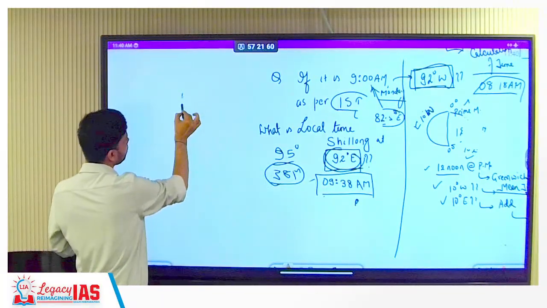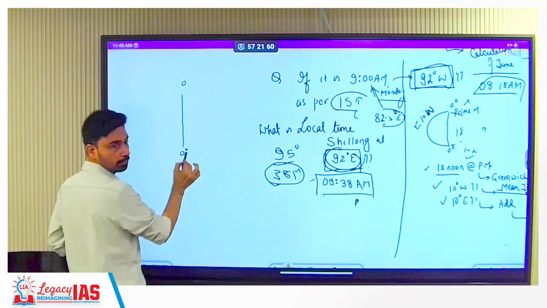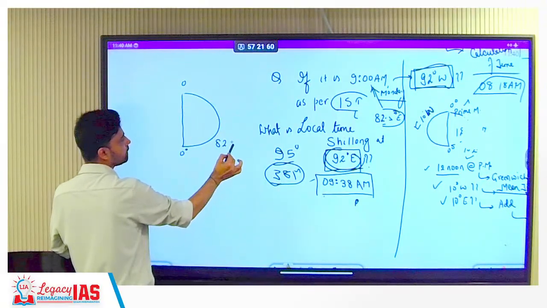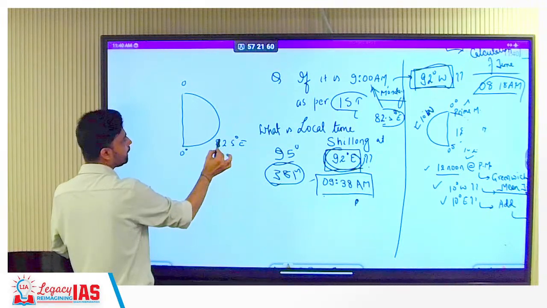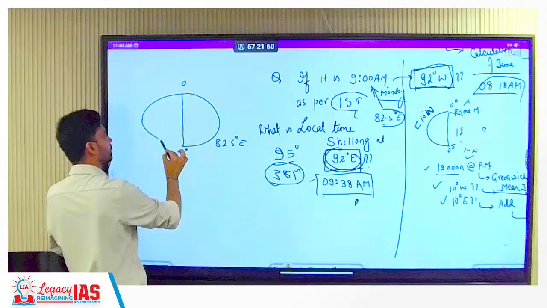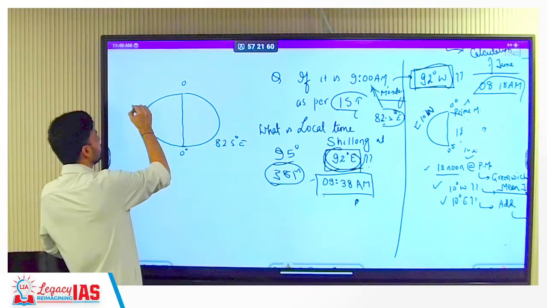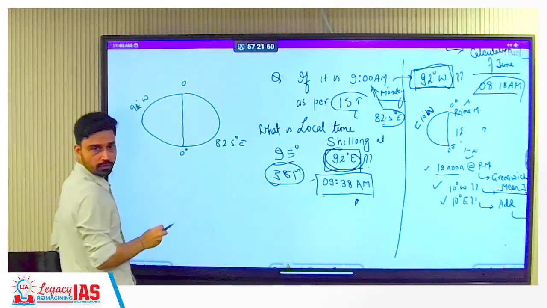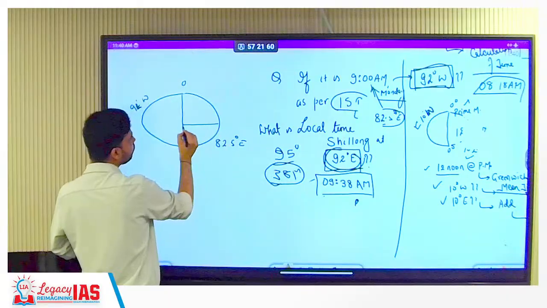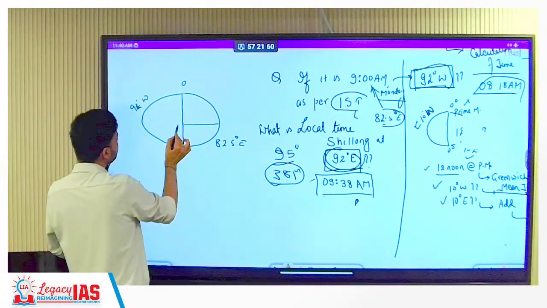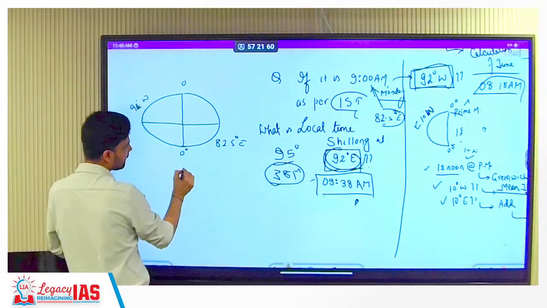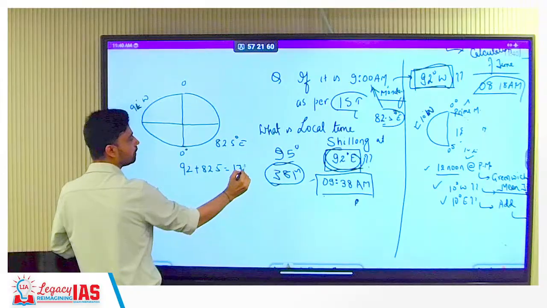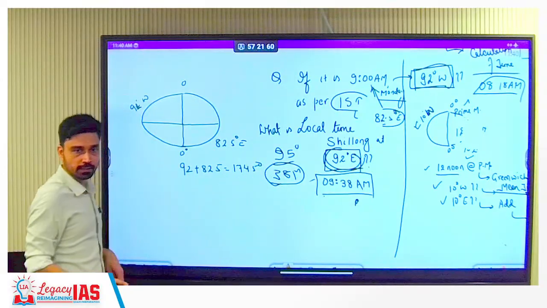I said you visualize. So imagine this is your prime meridian. So 82.5 degrees east will be where? Somewhere on this side, the eastern side. This is your 82.5 degrees east. 92 degrees west will be where? On the opposite side of the prime meridian. So this is 92 degrees west. So the difference in angle is 8.5 or more. What is the difference? You come from 82.5 to 0, that is 82.5, plus further you are going 92. So the exact difference will be 92 plus 82.5, that is 174.5 degrees difference in longitude.